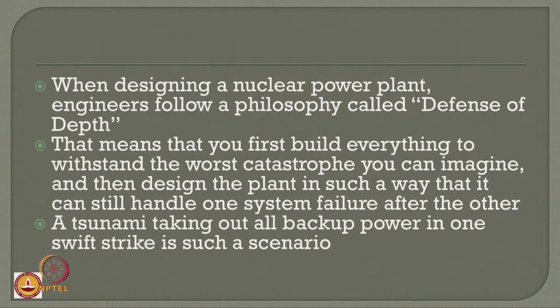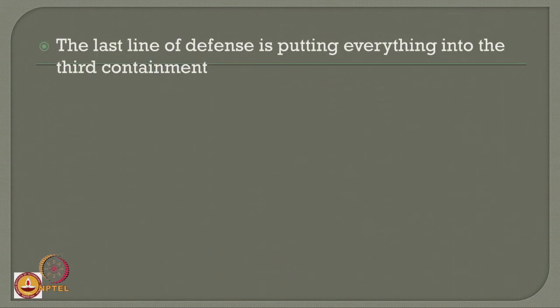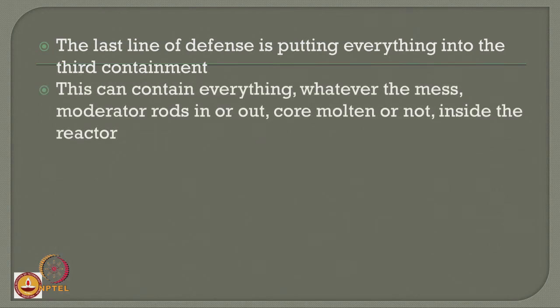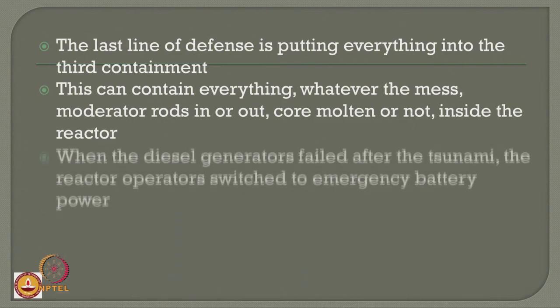Therefore, a tsunami taking away all the power backup in one swift is now an important scenario. The last line of defense is putting everything into third containment, because now the third containment, which is an external cover, is now at risk. This can contain everything, whatever the mess is, the moderator rods in or out, core molten or not, inside the reactor. If this third containment cracks, it becomes a serious problem.